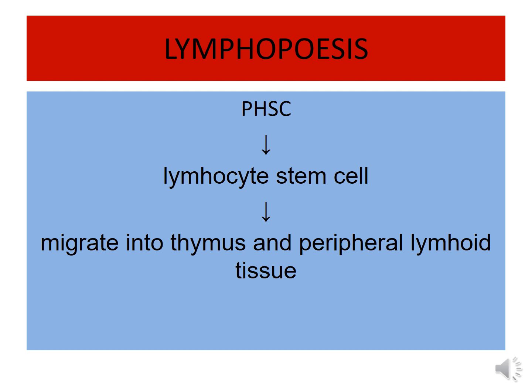What are the stages of lymphopoiesis? In this slide, you see the first cell which comes is the pluripotent hemopoietic stem cell. These convert into lymphocyte stem cells. These migrate into the thymus and peripheral lymphoid tissue.